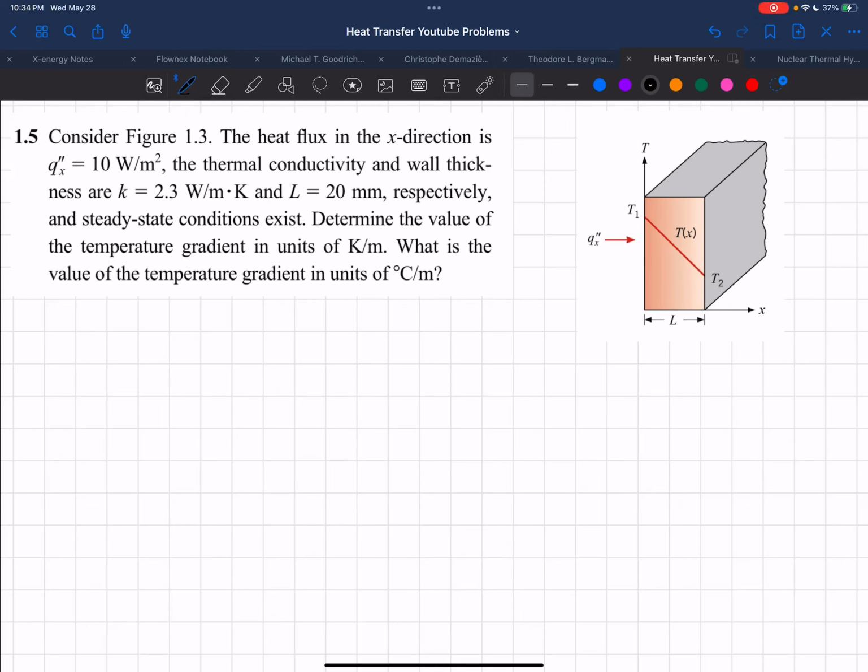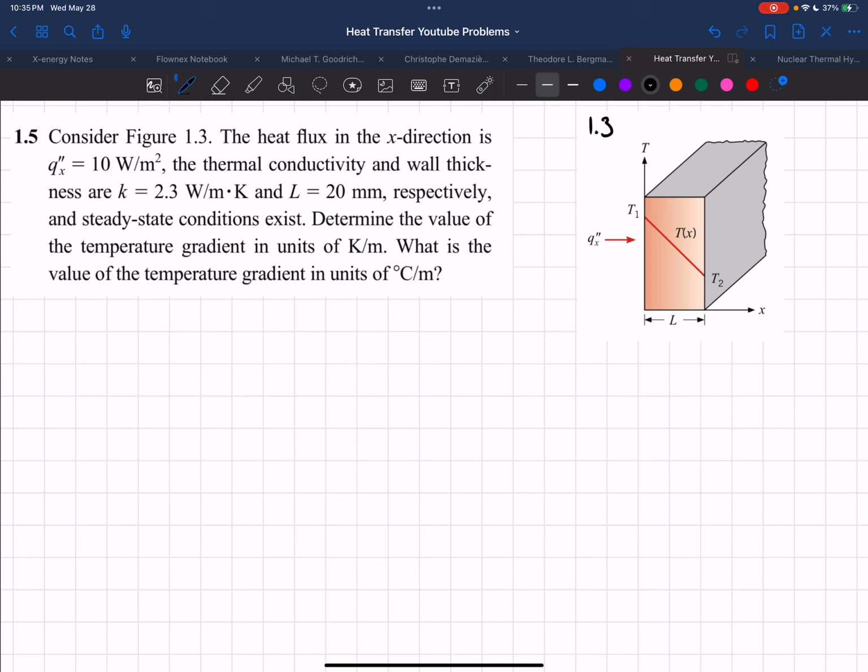So today we're looking at problem 1.5 from Fundamentals of Heat and Mass Transfer. And the problem is: consider figure 1.3, and that's here on the side. The heat flux in the x direction, q double prime x, is 10 watts per meter squared. The thermal conductivity and wall thickness are k equals 2.3 watts per meter Kelvin and L equals 20 millimeters respectively, and steady state conditions exist.